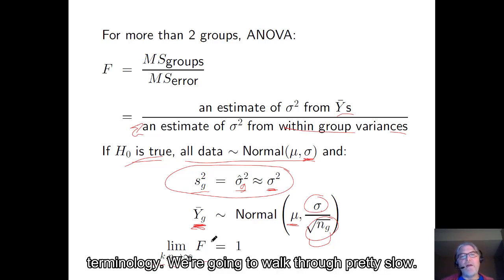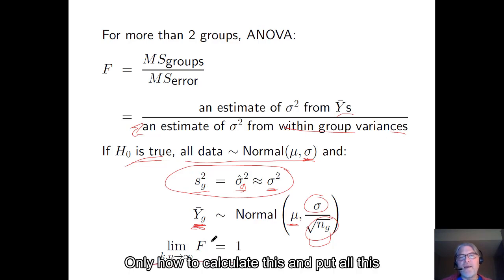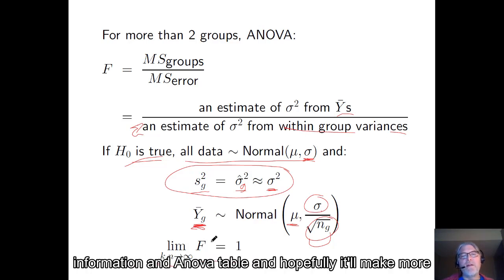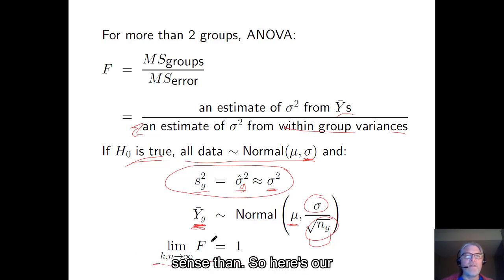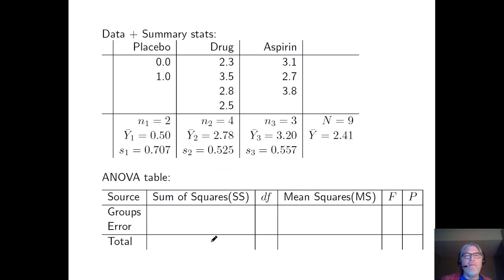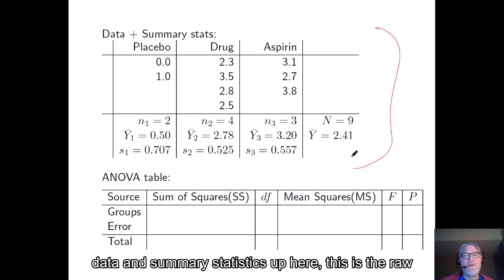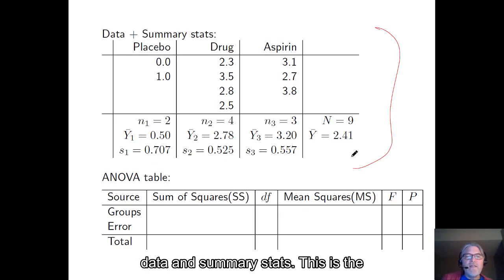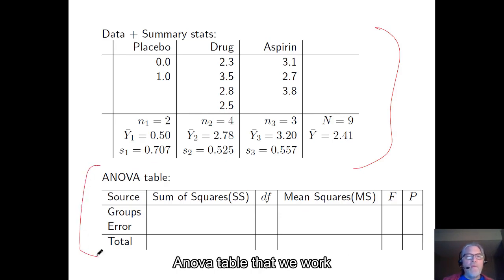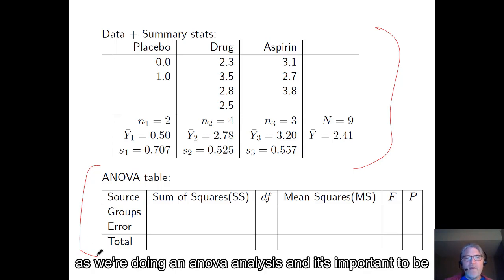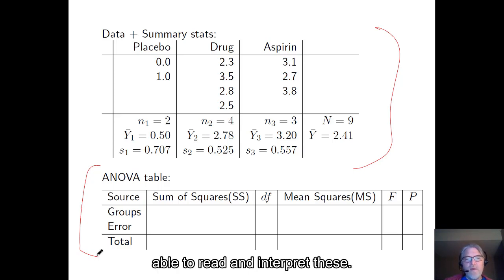I know that's a lot of terminology. We're going to walk through pretty slowly how to calculate this and put all this information in an ANOVA table, and hopefully it'll make more sense then. So here's our data and summary statistics up here. This is the raw data and summary stats. This is the ANOVA table that we work through and fill in as we're doing an ANOVA analysis, and it's important to be able to read and interpret these.